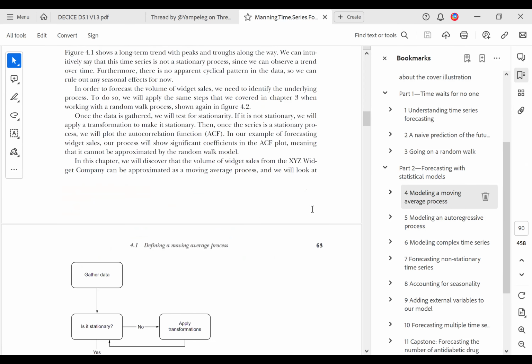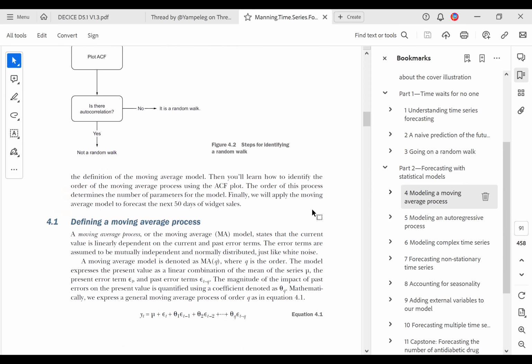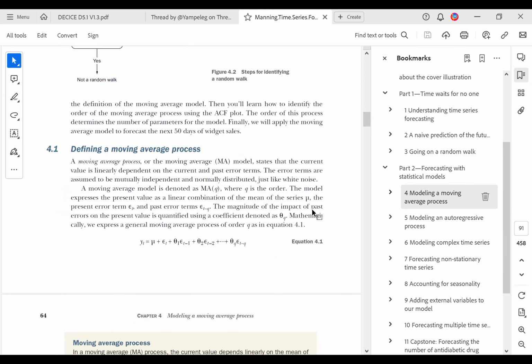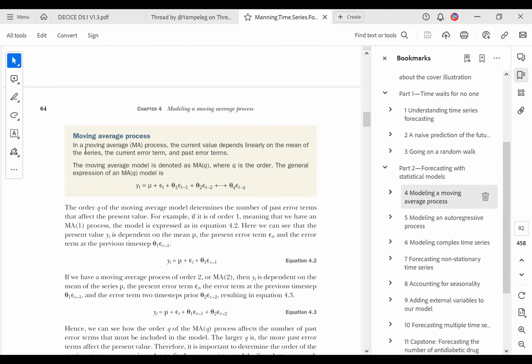Okay. So what is moving average? Moving average is something in which your current predicted value depends on the mean and the previous error terms. It has an order. Q is the order. For example, how many previous terms you want to look at defines the value Q. That is what the order is.